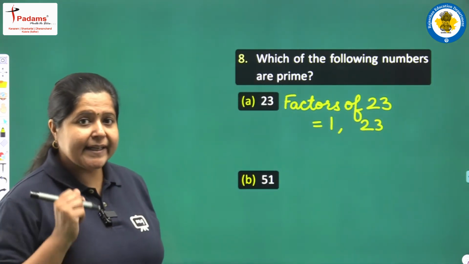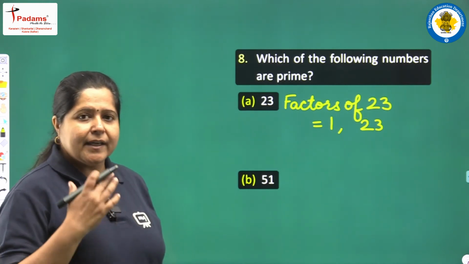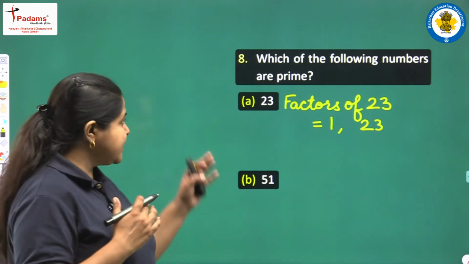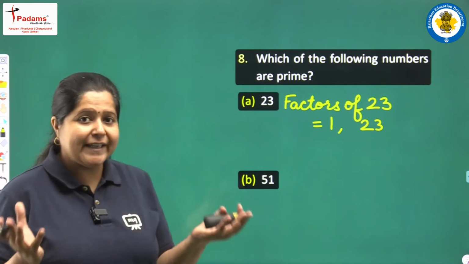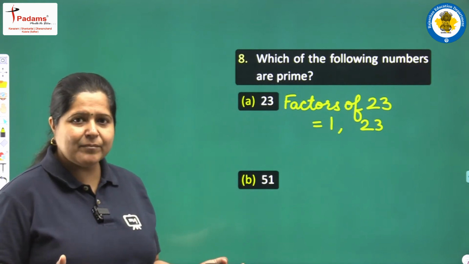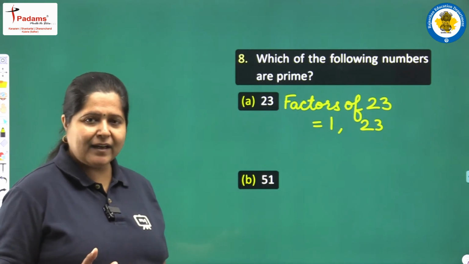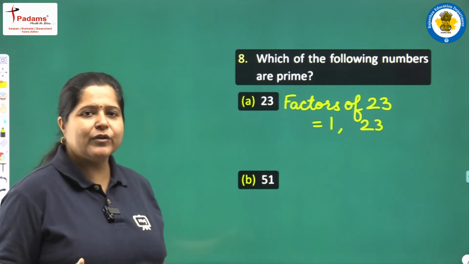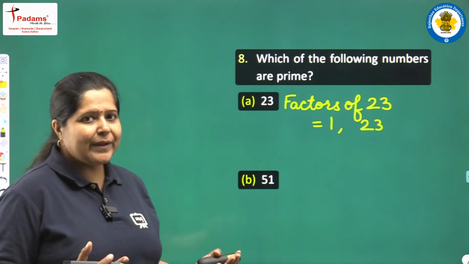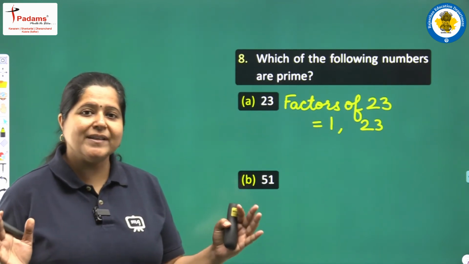Now is there any other factor also of 23? How we will look out for it? We should just think that whether this 23 comes in the table of any number. Does this 23 come in the table of any number? If it does, then that number will be its factor, and if it does not, then it has no other factor. Now we know that 23 is not there in any of the other numbers' table.